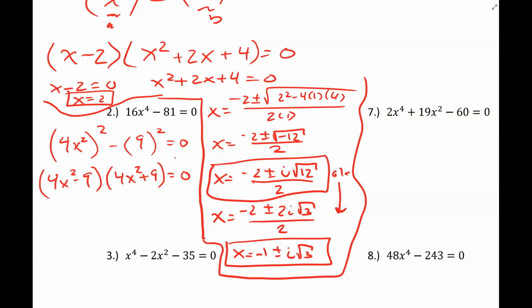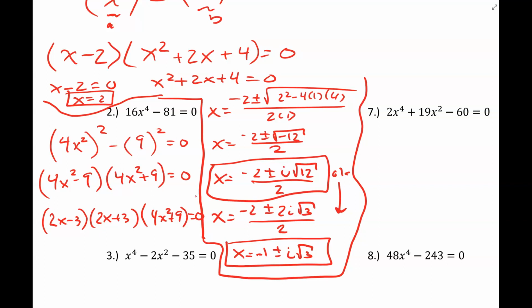So it's a difference of two squares again, right? Do you see that? How does 4x squared minus 9 factor? Well, 2x minus 3 times 2x plus 3. Why can't we factor 4x squared plus 9, though? Because it's a sum of two squares. There is no sum of two squares factoring allowed. We can only factor differences of two squares.